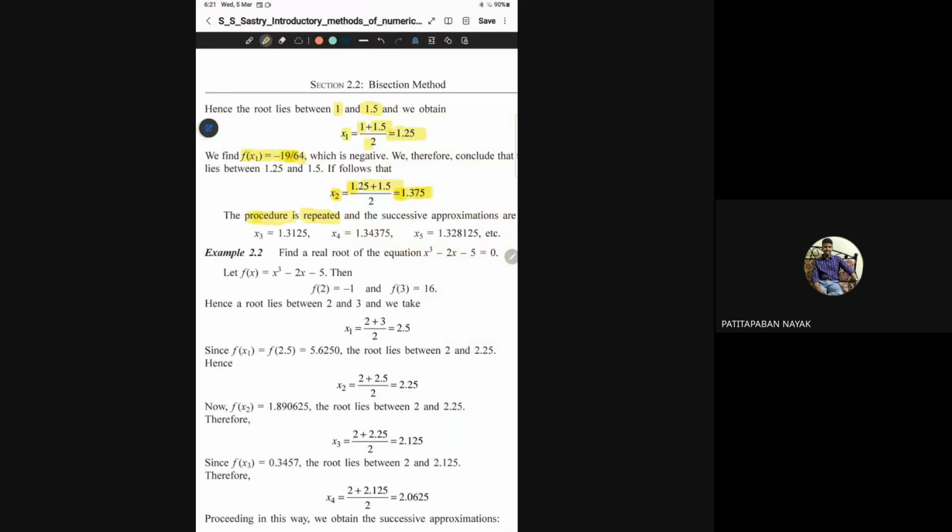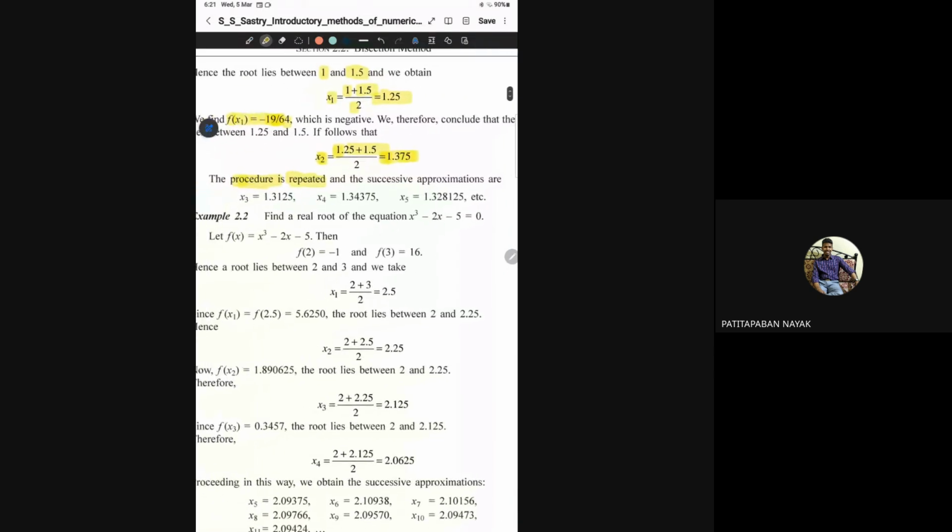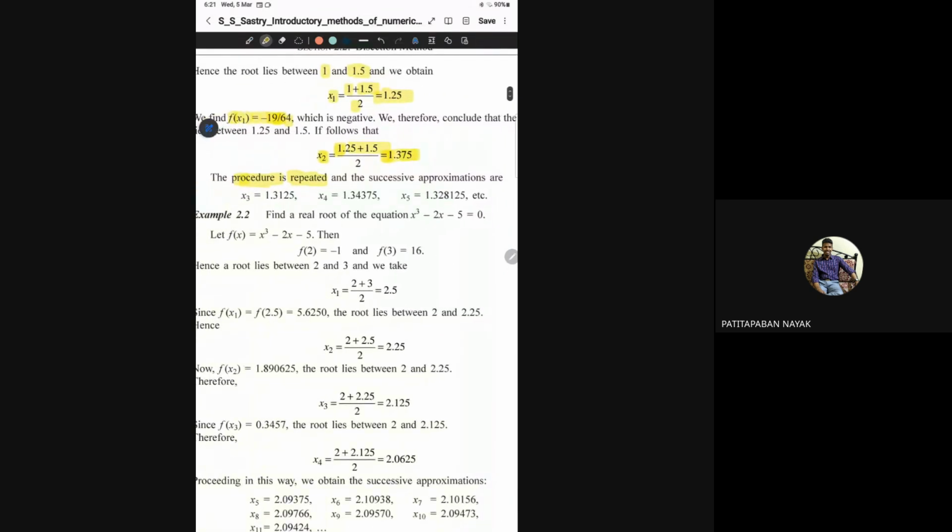The procedure is repeated, and the successive approximations are like this. So where exactly will it stop? When, let's say, x10 and x11 are almost equal, then only the iteration will stop. For example, if I say 1.34 and 1.32 are almost equal, it's almost like 1.3, so then I'll stop it here.